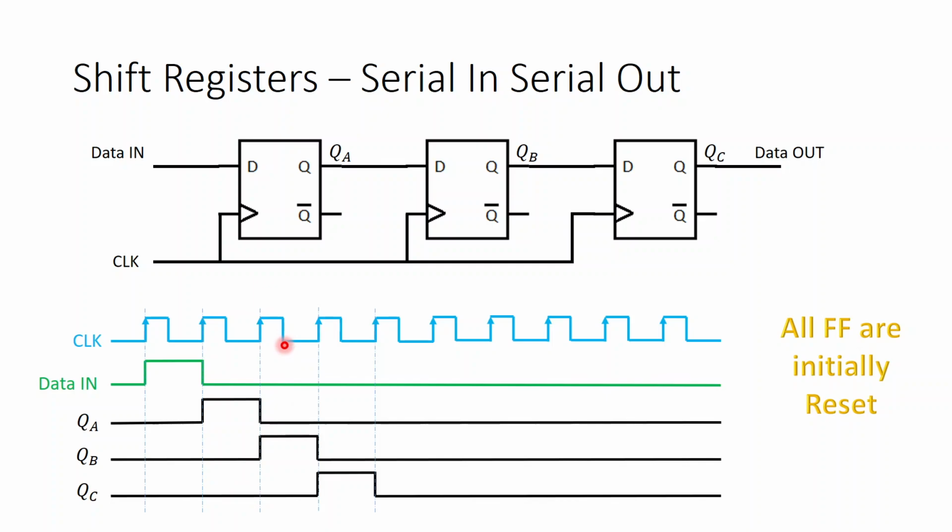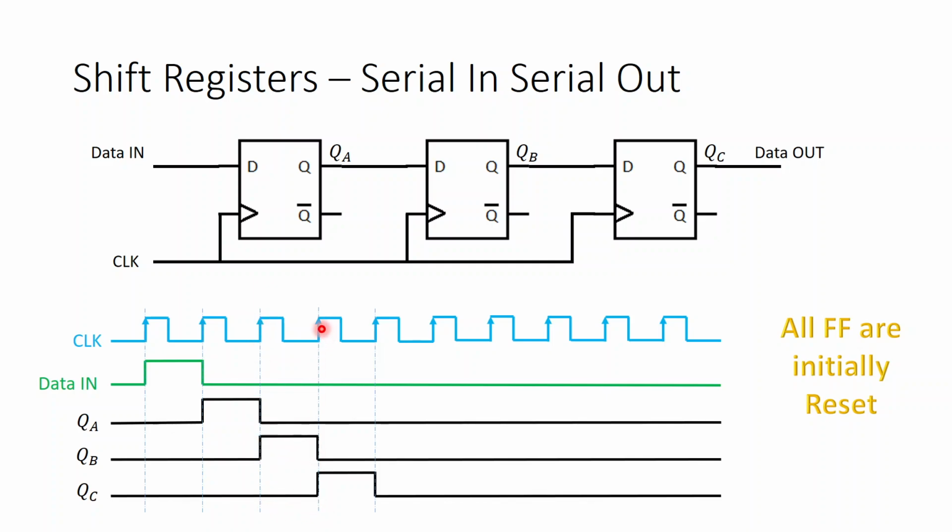Now at the third clock cycle, you see the data in has become 0, so QA will again become 0. But since QA was high, this clock trigger will make the QB output high, because QA is directly connected to DB. So QB will become high, but QC will not become high because QB was low before this edge trigger.